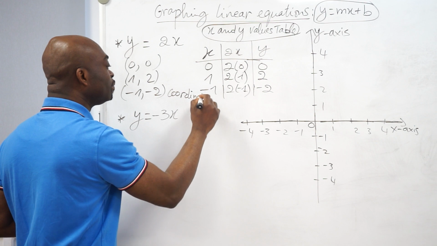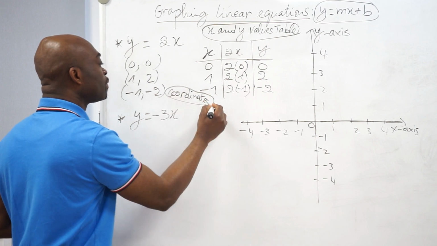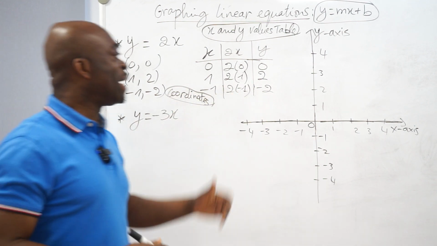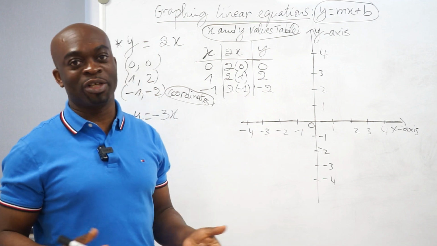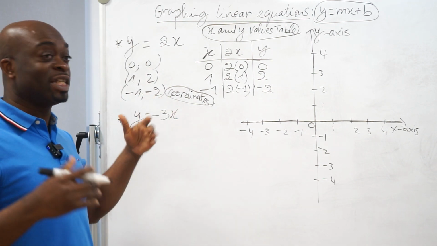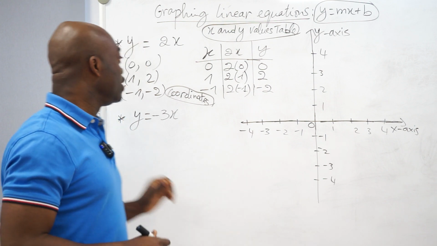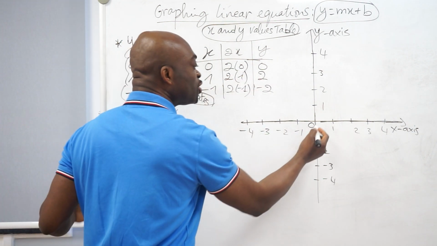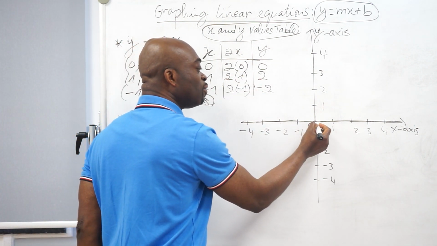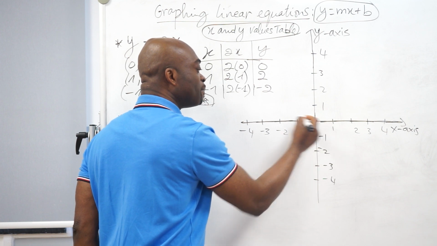Coordinates. Okay? So now let's get back here and then draw it afterwards. So now we need these coordinates, these points, in order to draw our straight line. So the first one, which is 0, 0, so that's the origin. So 0, 0, your first point is right here.